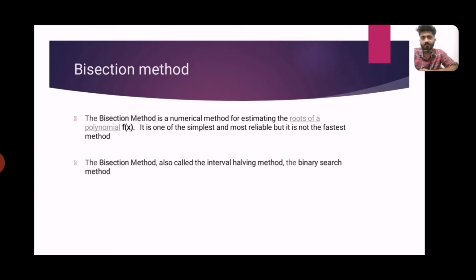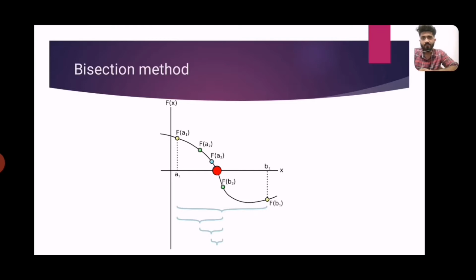In the bisection method, we start with an interval and halve its width until the interval is sufficiently small. As long as the initial guesses give the function one positive value and one negative value. I will further explain it with the help of the figure. If you focus on the figure, we have FA1 and FB1. We know that our root lies somewhere in between FA1 and FB1, because FA1 is a positive value and FB1 is a negative value. So now we will perform iterations: iteration 1, 2, 3, 4 and so on.